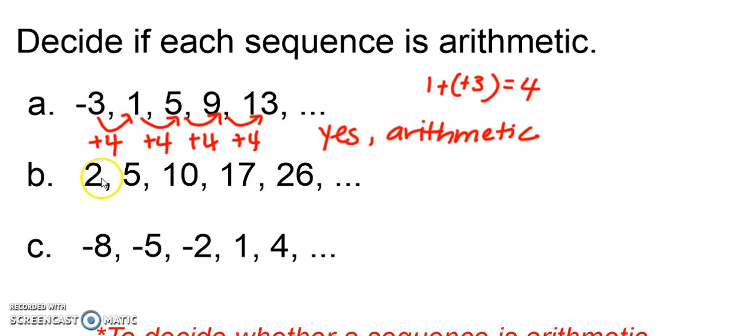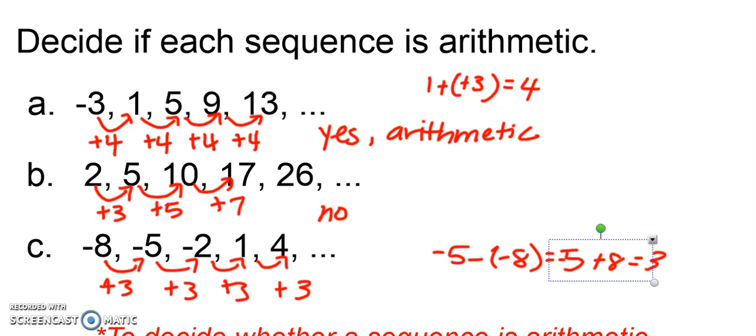I would like you to go through the rest of them and see if you're finding that these are arithmetic sequences before I give you the answer. So pause the video here. Okay, so here are the answers I came up with. And hopefully you did too.